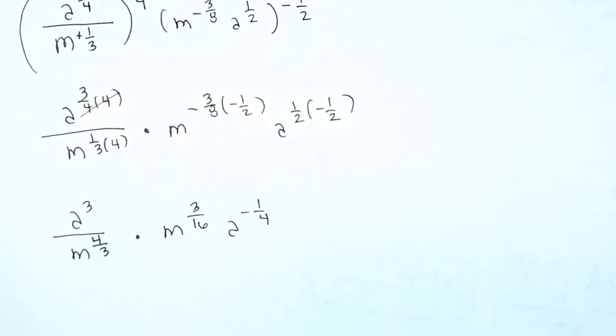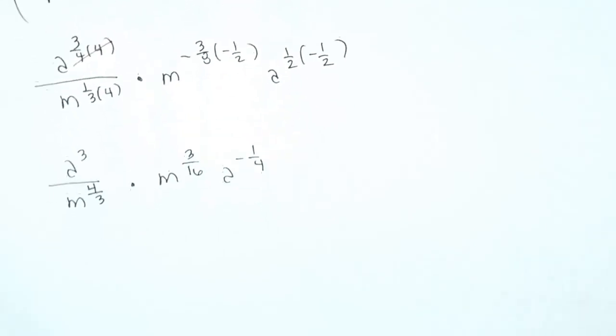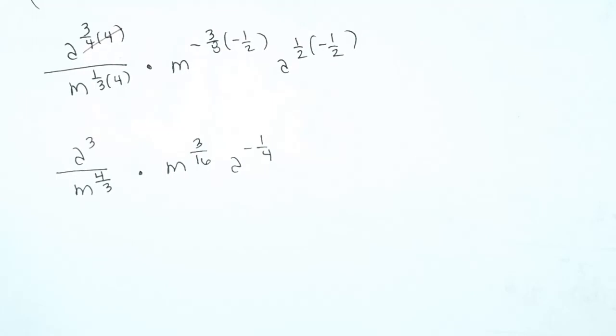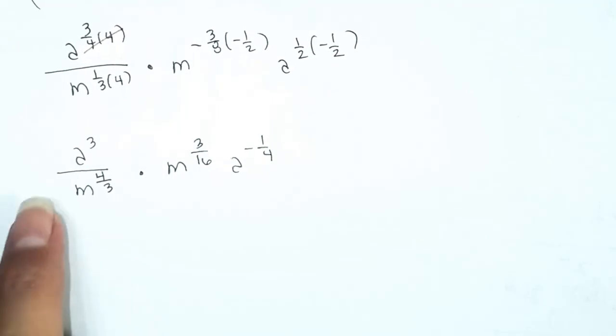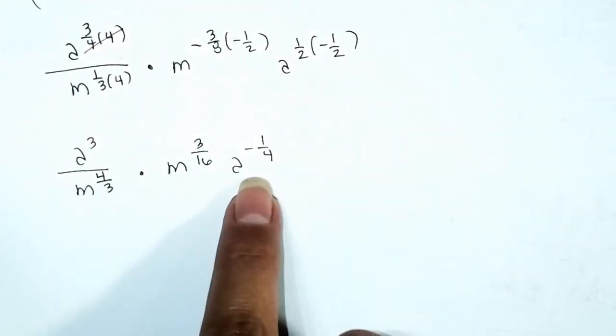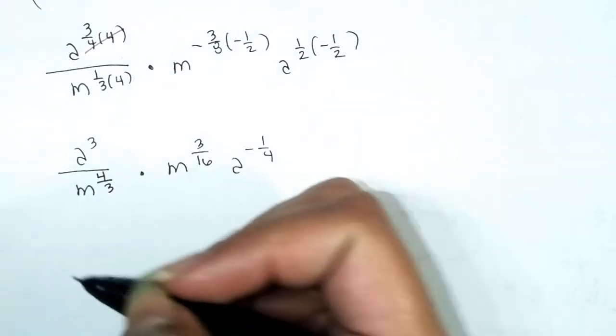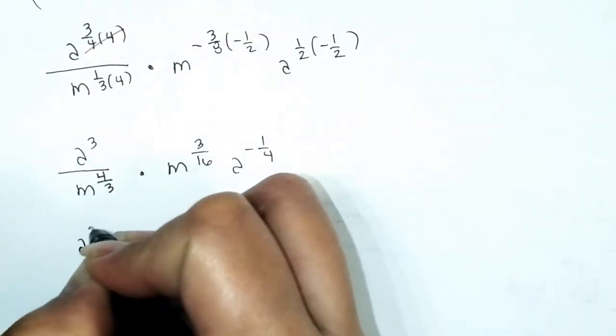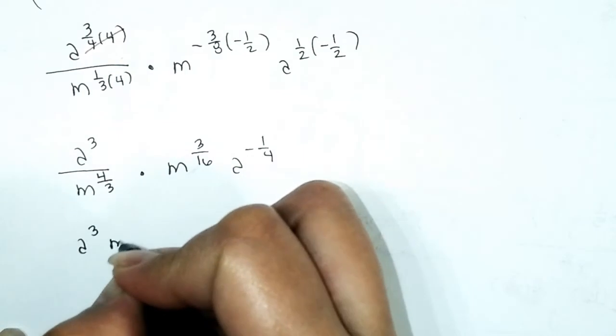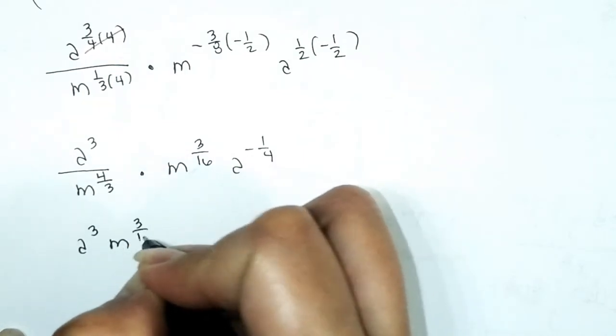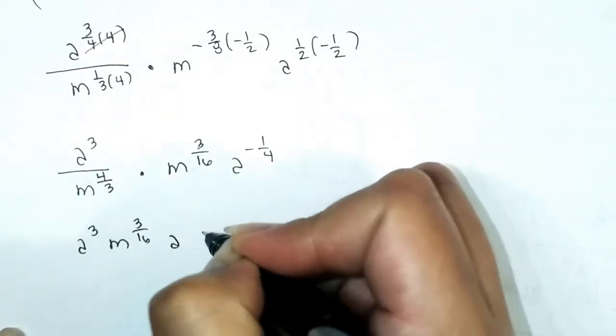So if I was on it, I would be like, bam, cancel out. But you know what? This problem is really out of my comfort zone. So with your permission, we're just going to multiply across and then reduce at the end. So we have a times m times this other a. So let's go ahead, multiply together, and then simplify at the end. So we have a cubed times m raised to the 3/16 times a raised to the negative 1/4.